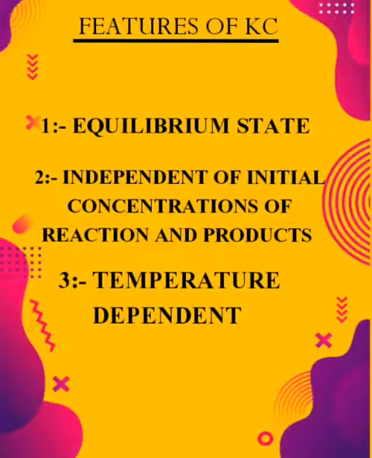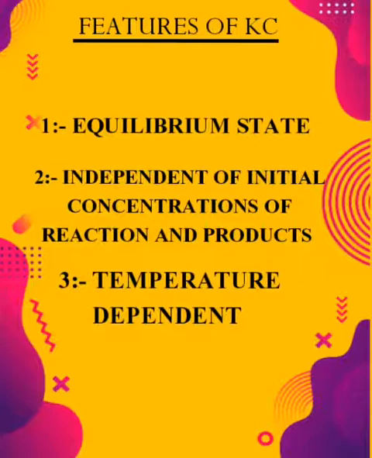So first, let me tell you about the features of the equilibrium constant Kc. First feature, the equilibrium constant is applicable only when the concentration of the reactants and the products have attained constant value at the equilibrium state. Second, the value of the equilibrium constant is independent of the initial concentration of the reactants and the products.